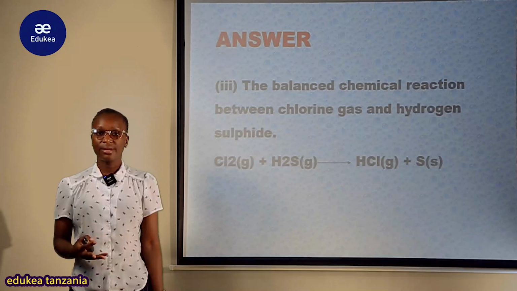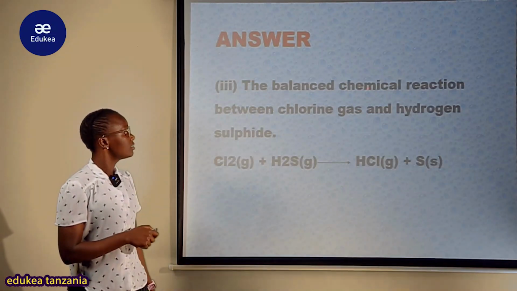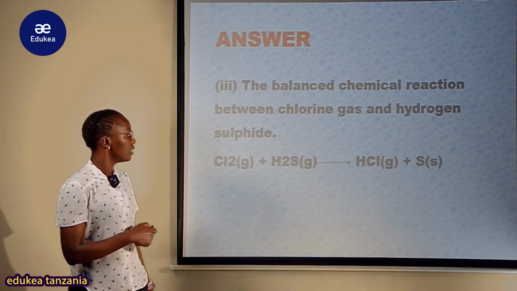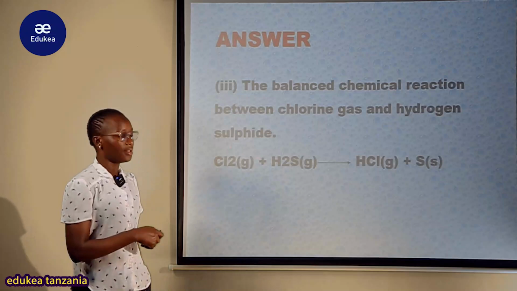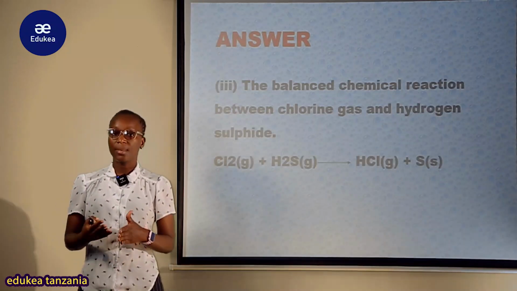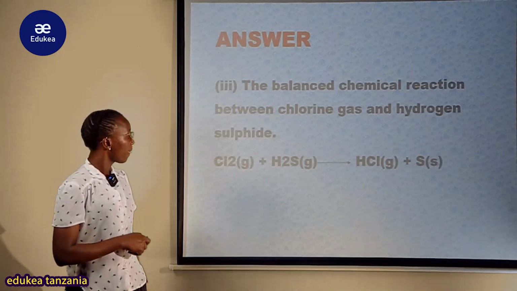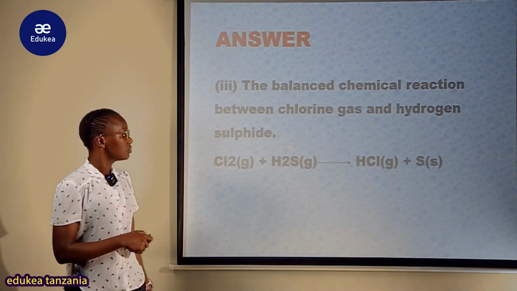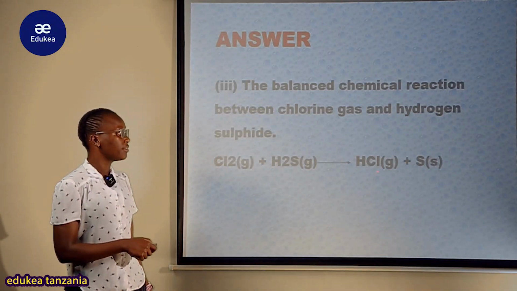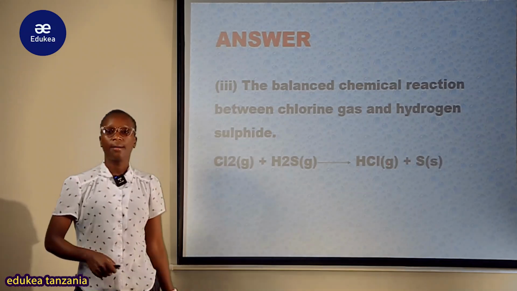But part 3 ilikuwa ni the balanced chemical reaction between chlorine gas and hydrogen sulfide. Kwa hiyo mwanafunzi anatakiwa aandike balanced chemical equation between the chlorine gas and hydrogen sulfide. Therefore, this is chlorine gas react with the hydrogen sulfide. Obviously, we are going to have the HCl and the sulfur.